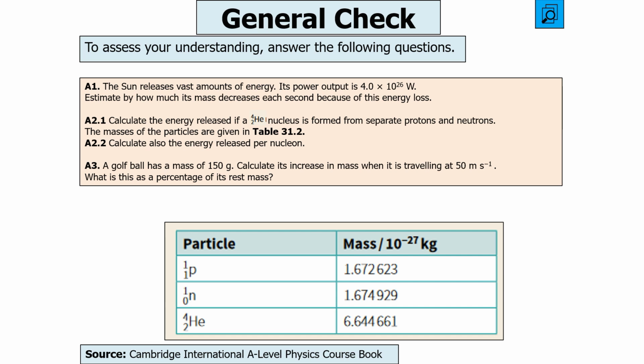Then a golf ball has a mass of 150 grams. Calculate its increase in mass when it's travelling at 50 meters per second. What is this as a percentage of its rest mass? Pause the video now, then unpause the video when you want to go through your answer.